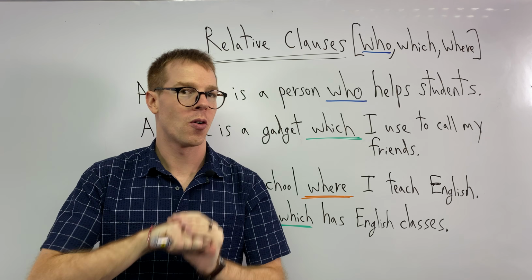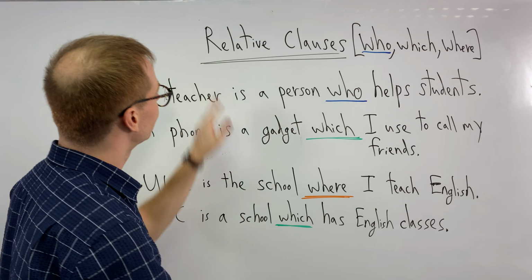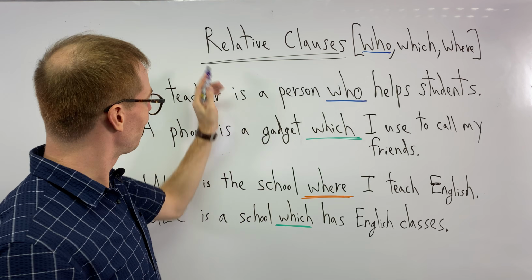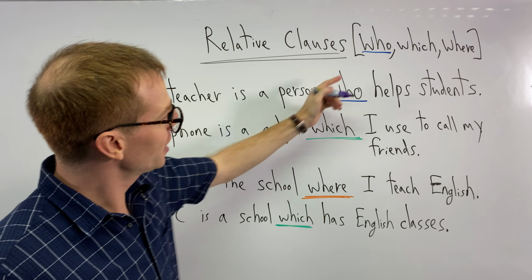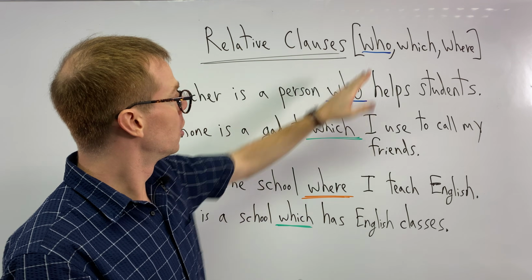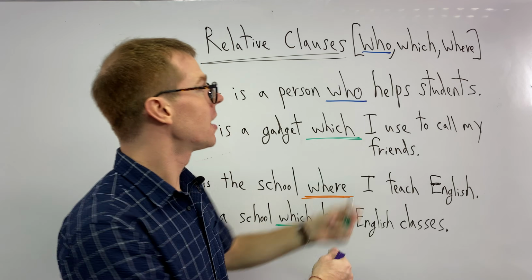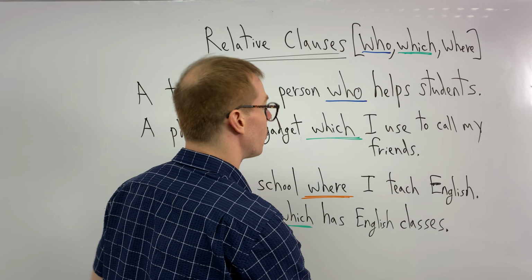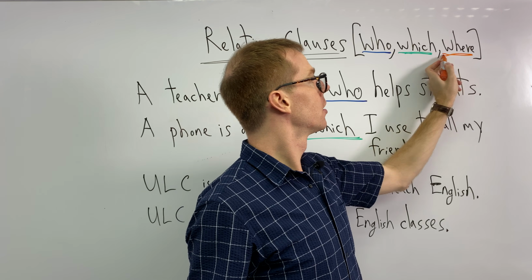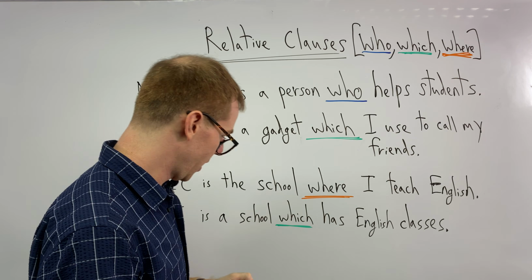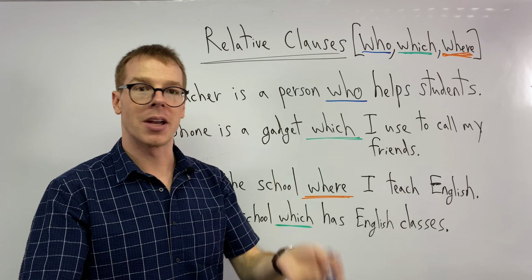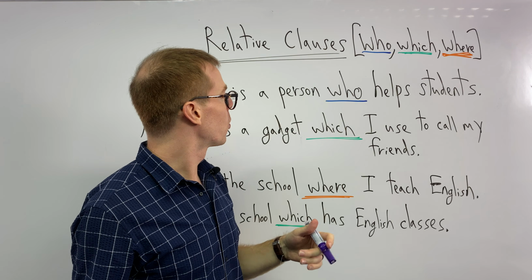Today we're going to go over relative clauses. Now, relative clauses, that's a complicated grammar name, but essentially they are these three. We have our who, we have our which, and we have where. Okay? So with those three, we use them to give more information about something that we're not sure about, right?